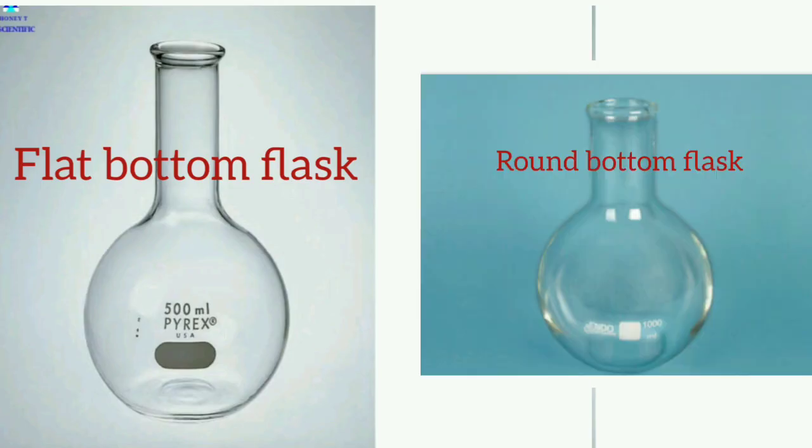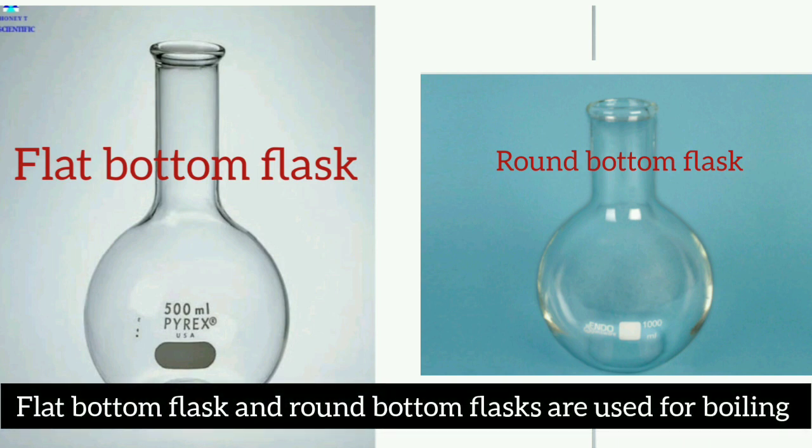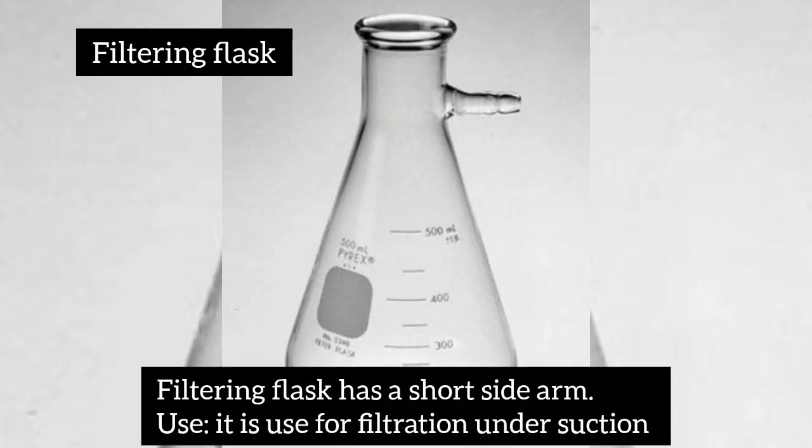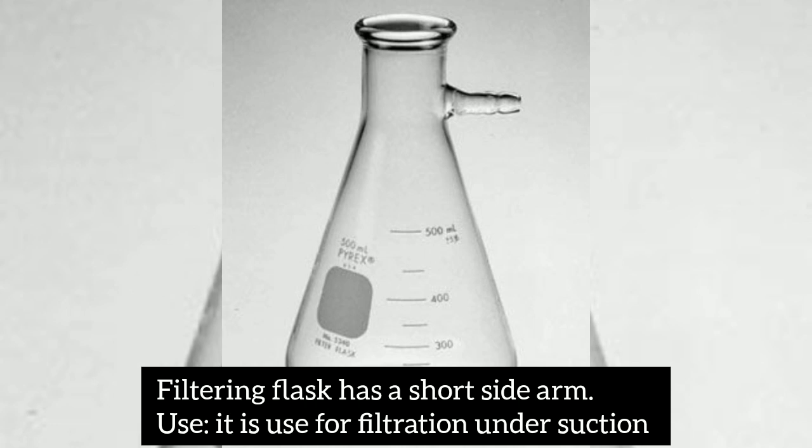Let's look at the second one, flat bottom flask and round bottom flask. Both of them are used for boiling. The next one we're looking at is the filtering flask. It has a short side arm, just as you can see in the picture. What do we use it for? It is used for filtration under suction.